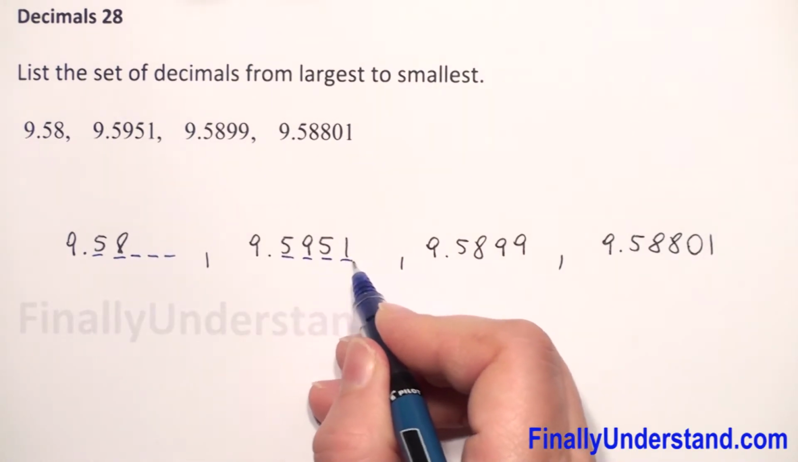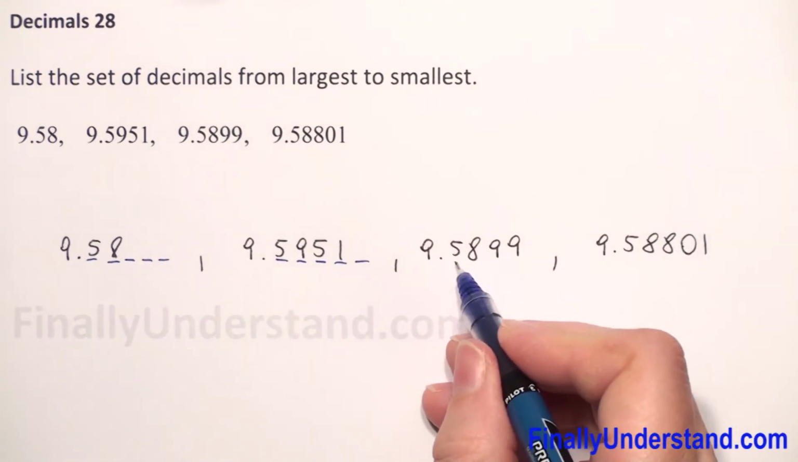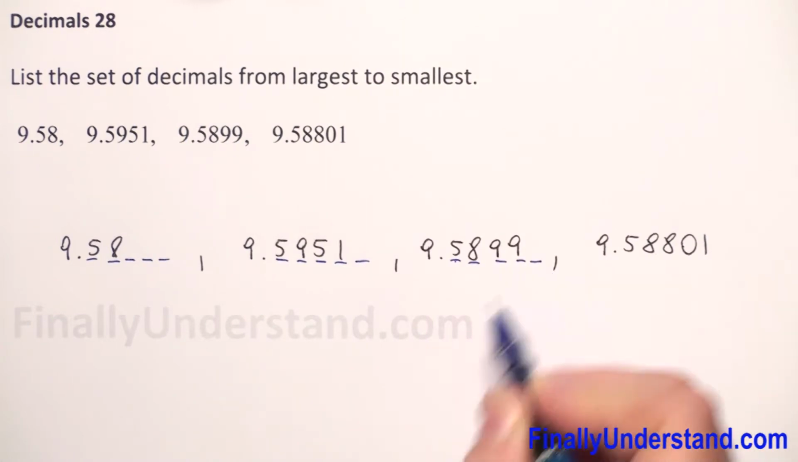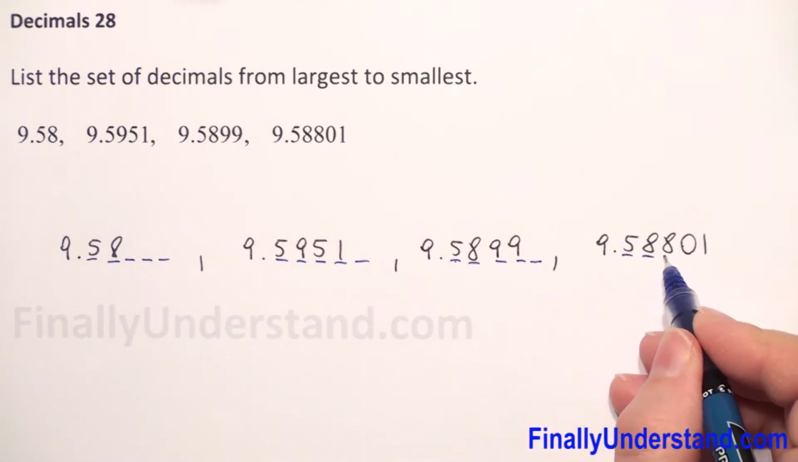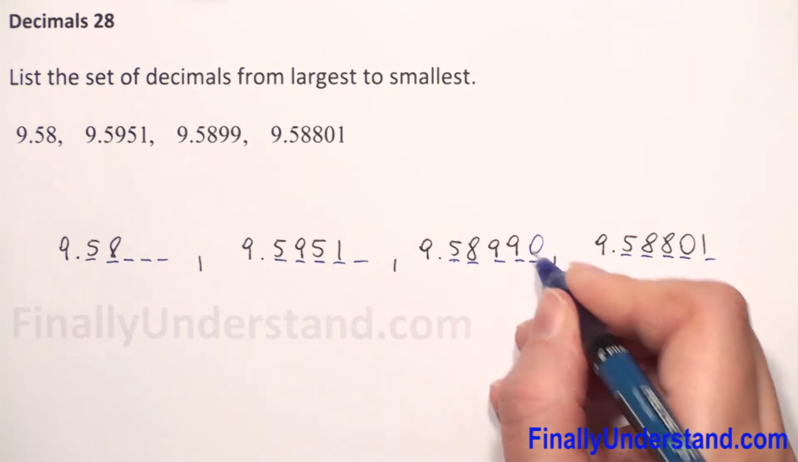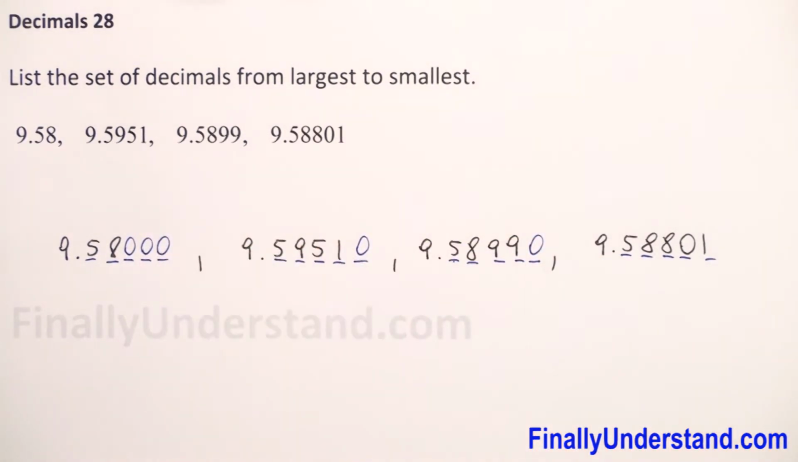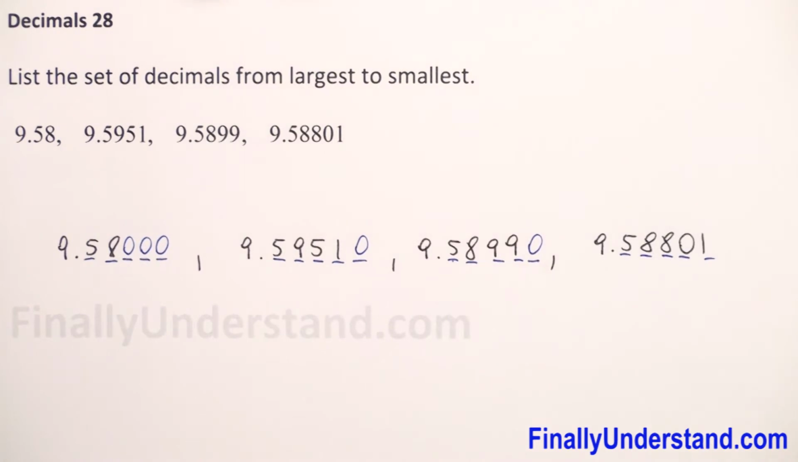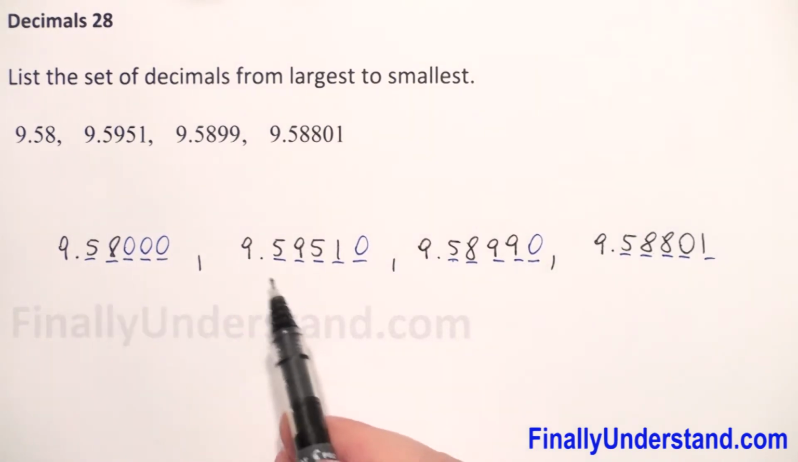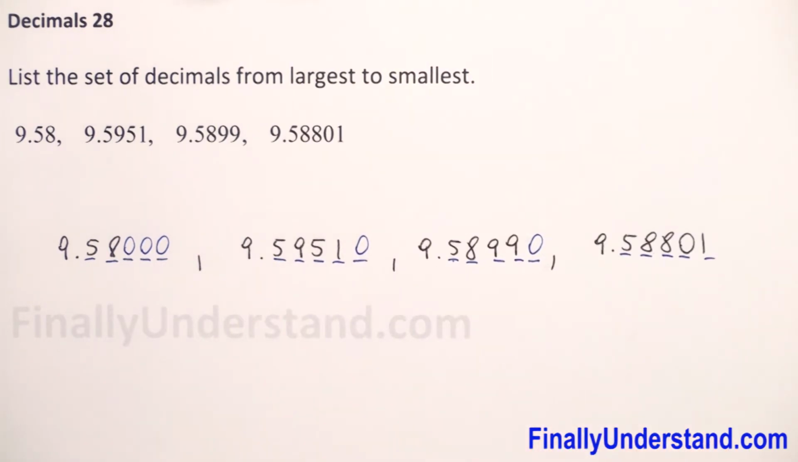We have 4, so we have to add 1 zero. 1, 2, 3, 4, so we need to add 1, and here is 1, 2, 3, 4, 5. So here's 1 0, 1 0, 1, 2, 3 zeros. So now when we have the same number of digits after decimal point, what we will do? We will copy our decimal numbers without decimal point. We just forgot about decimal point.